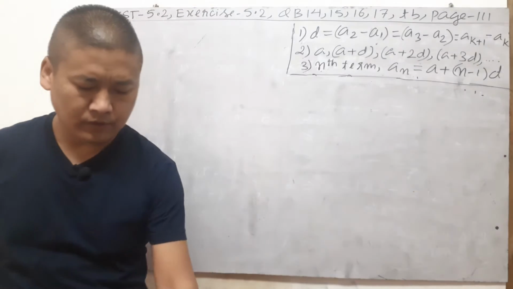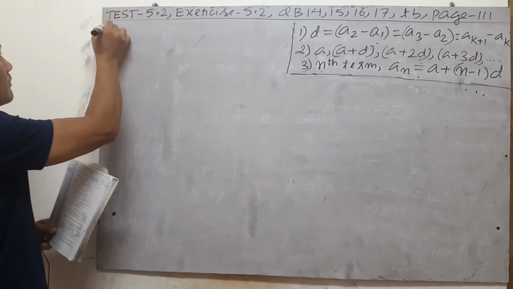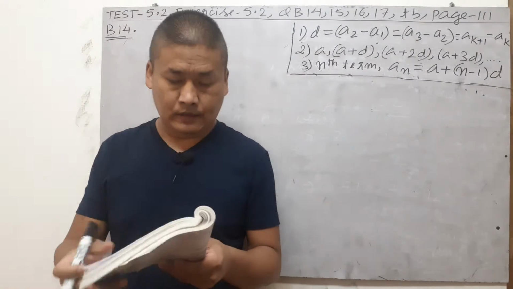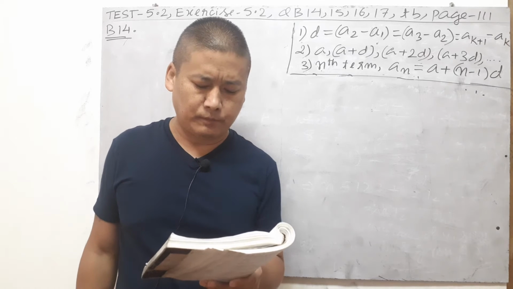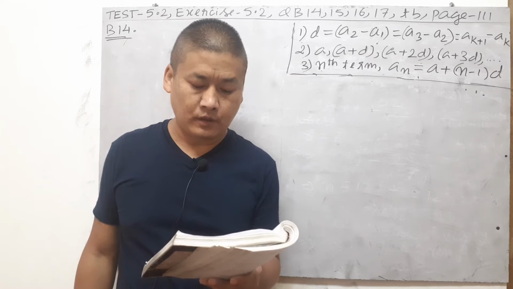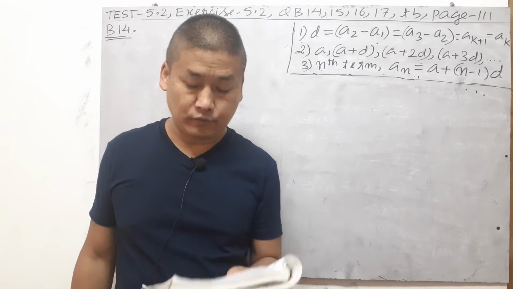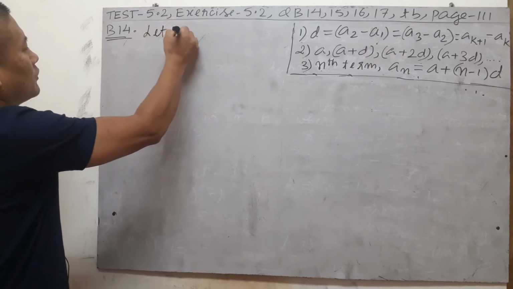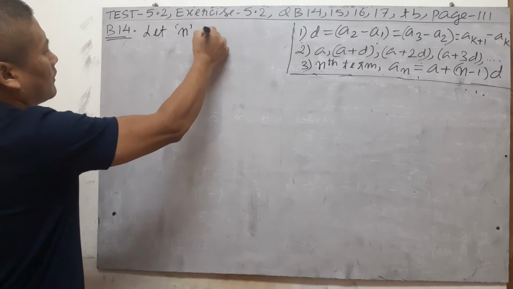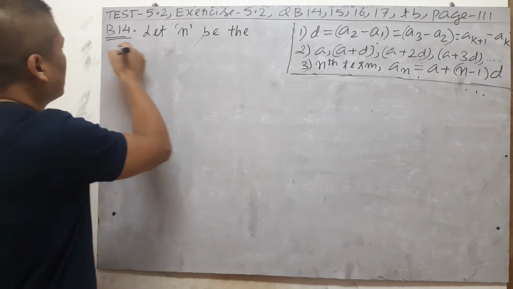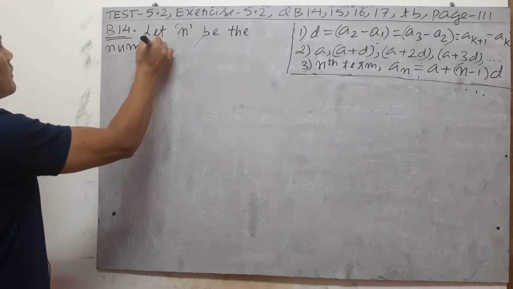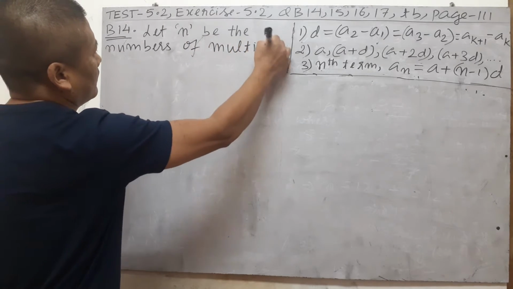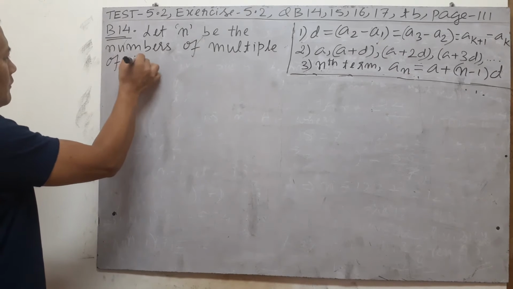Okay, let me read the first question for us. B14. Okay, listen to the question carefully. Find how many multiples of 4 lie between 10 and 250. So here, we don't know, so let us assume that small n, let n be the numbers of multiple of 4.